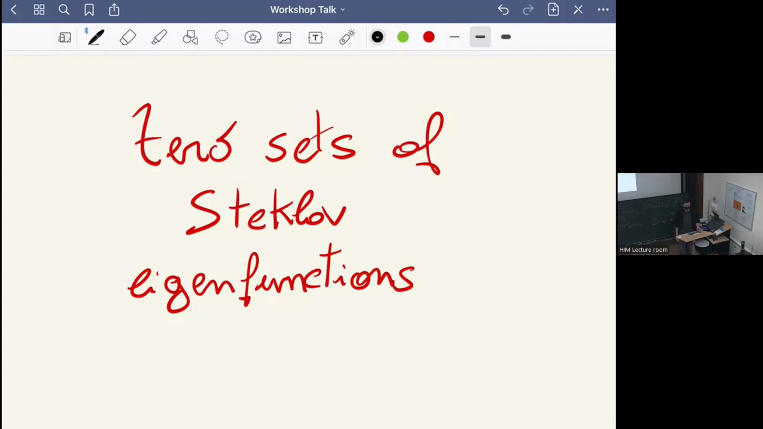So I'm going to talk about Steklov eigenfunctions, and particularly about zero sets of Steklov eigenfunctions, and mainly I will focus on upper bounds on the Hausdorff measures, and hopefully you will know what all of those things are in the next few minutes. So let me dive into it.